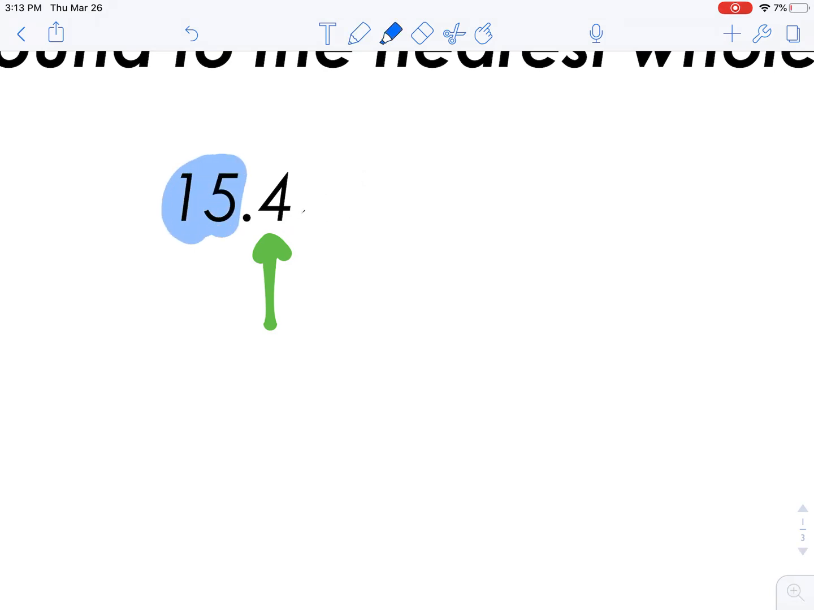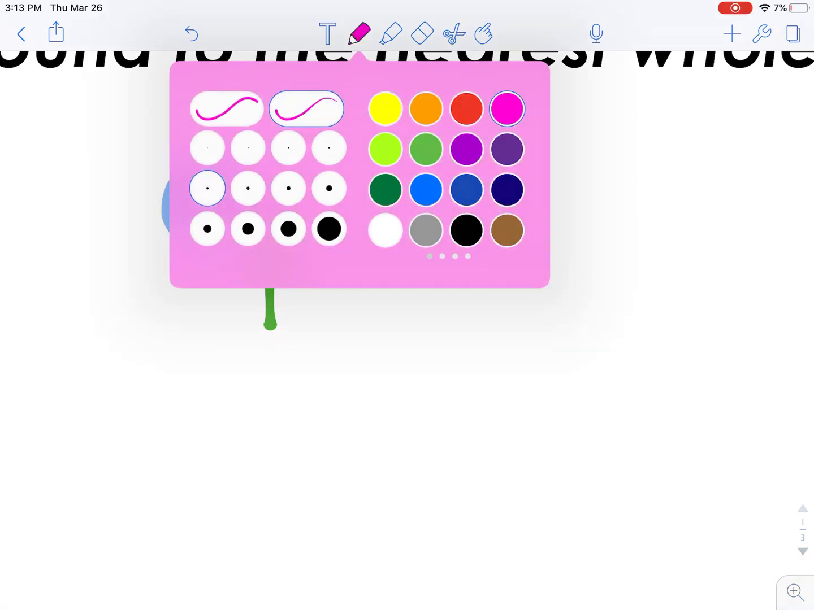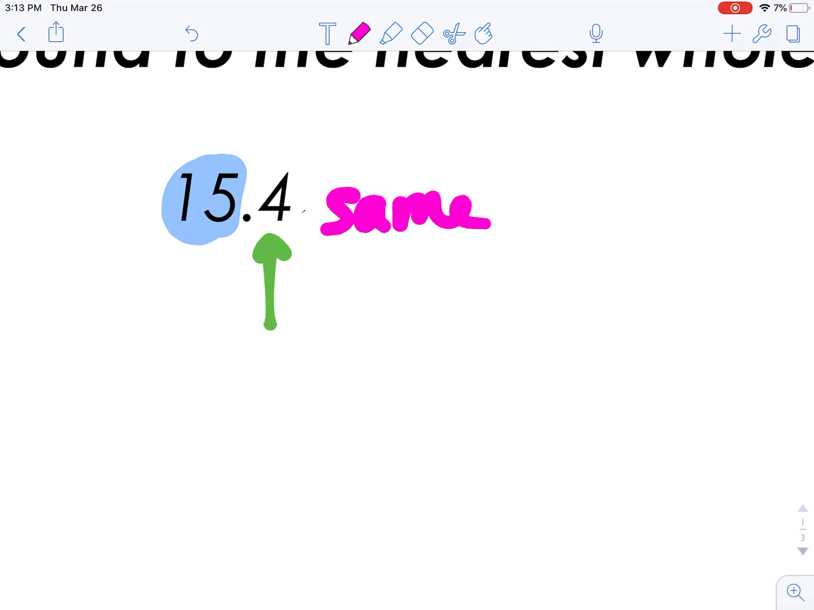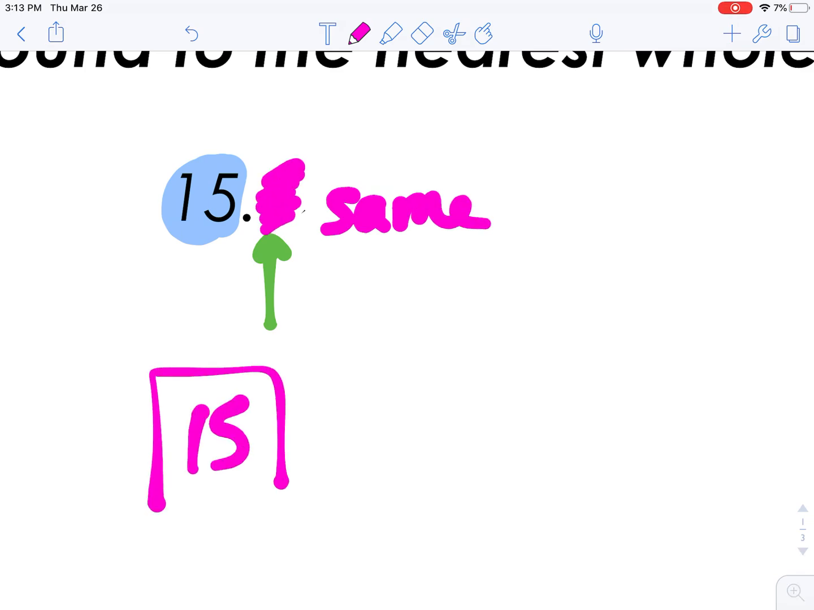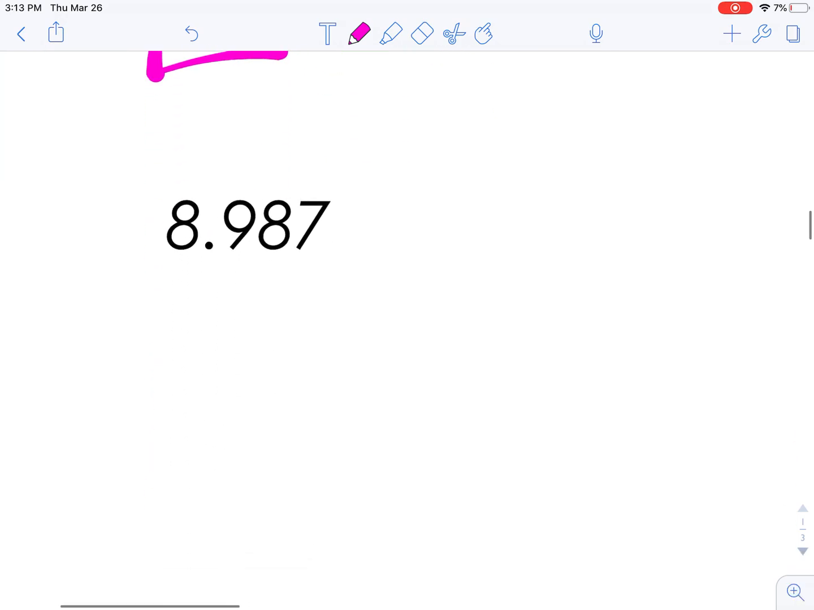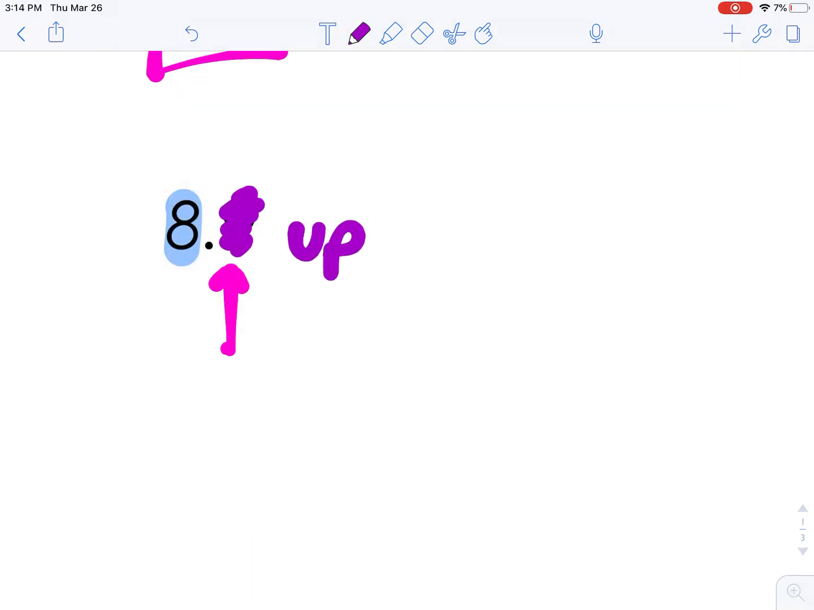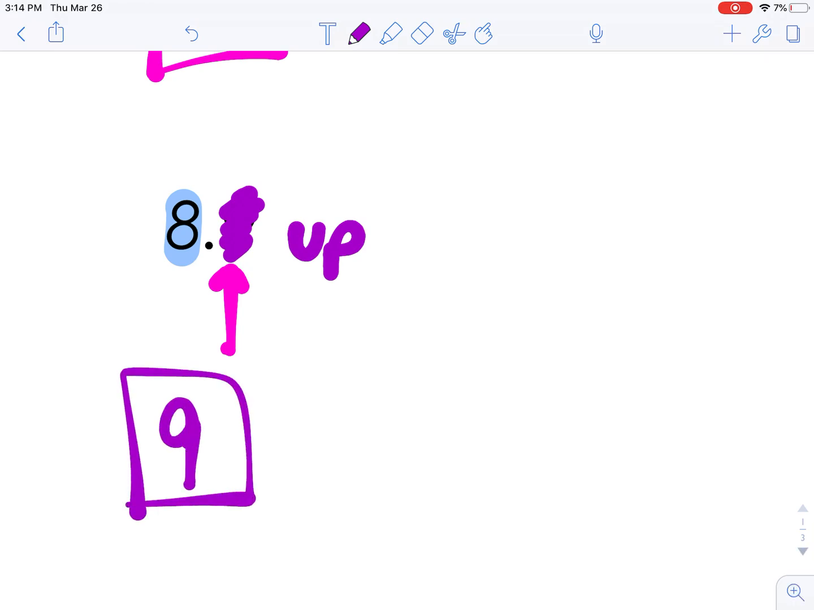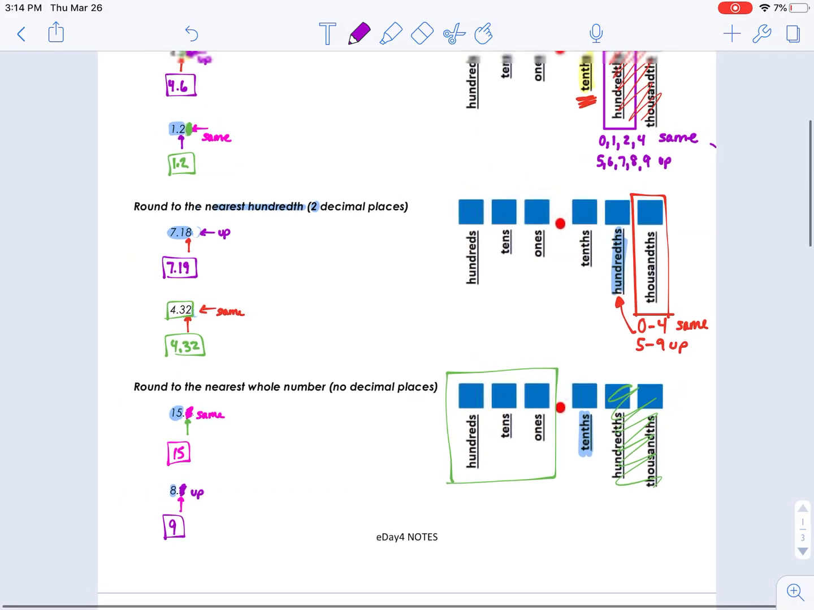So if we want to round to the nearest whole number, we're saying we don't want to have any decimals. And if this is a 4, that means we stay the same. We basically cross off this 4, and that 15 stays the same. This next one, if we want to decide what we're rounding to for the whole number, we are only going to look at that 9. Everything else you can just erase. 9 means we're going to round up. So we're going to cross this off, and that 8 will become a 9.